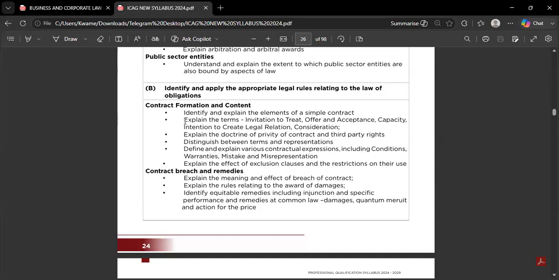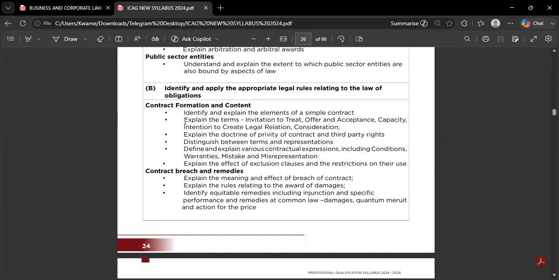So under law of contract, we have the formation of a contract. How is a contract formed? Then we have the execution of a contract. How is a contract discharged? Then we have breaches and remedies that come as a result of a contract not being discharged adequately, or according to the terms and conditions. That's our law of contract.